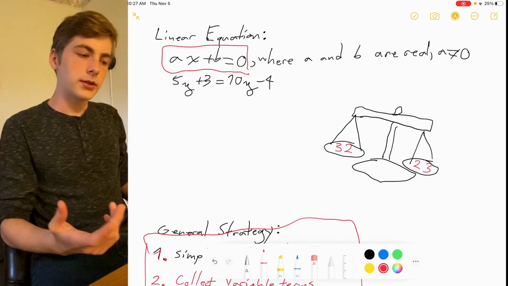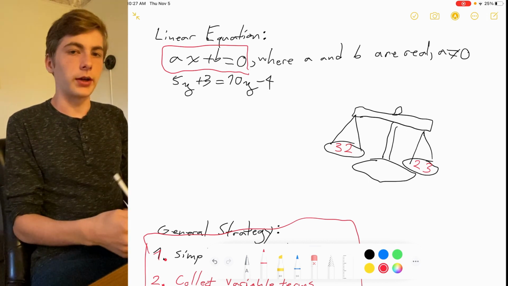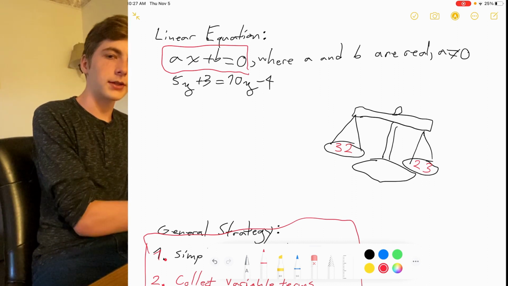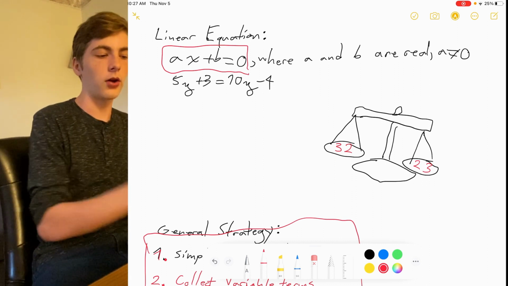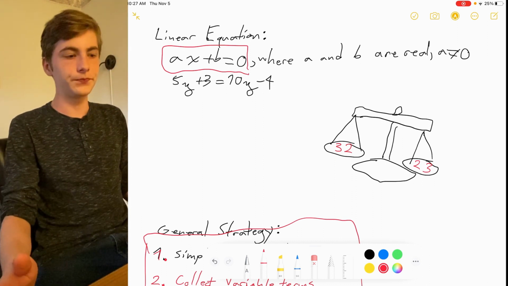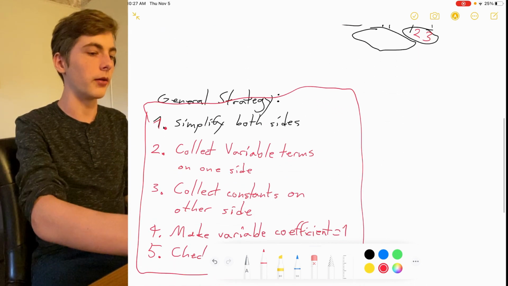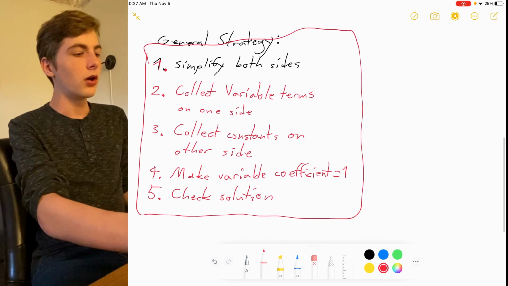So this is just illustrating the principle that we're going to see in equations, where anything that we do that changes the value on the left side or the right side, we're also going to have to do on the other side. And we'll see how that comes into play plenty of times throughout this video.